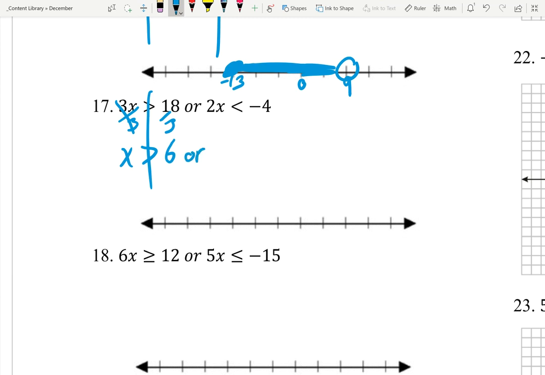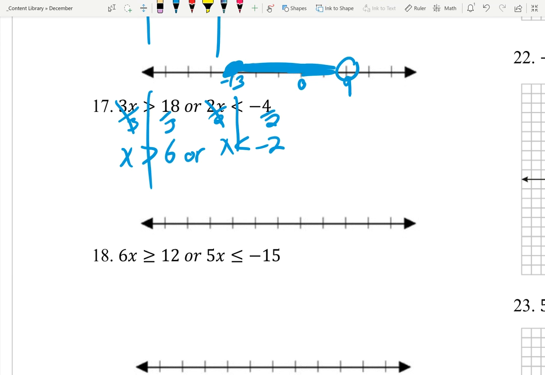The other one, we have 2x is less than negative 4. So same idea. Let's divide by 2. We end up with x is less than negative 2. So yes, there is a negative number here, but there's still no reason to flip the sign because the number I divided by was a positive 2. It's only if you divide by a negative that you have to flip it. It doesn't matter if the answer is negative. It's not like, oh, there's a negative, I have to flip the sign. It's only if you divide by a negative, okay? So this is perfectly fine the way it is.